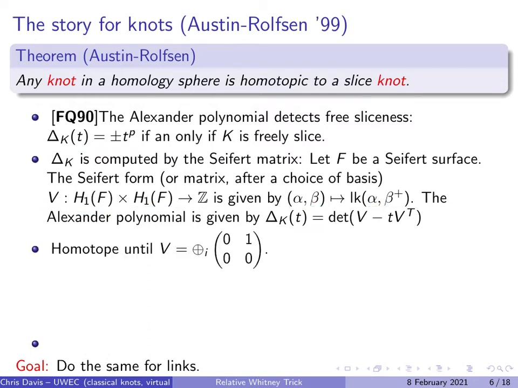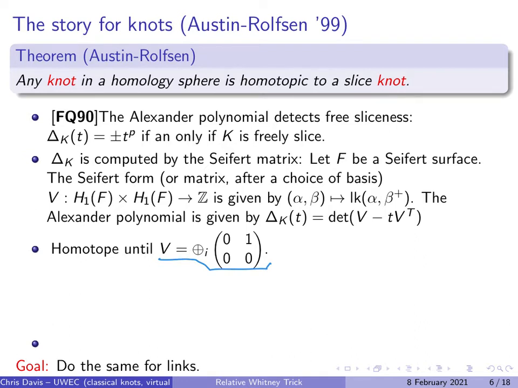So here's the game then. Just pick a basis, may as well make it a symplectic basis, and then figure out how to homotope the knot, and the Seifert surface along with it, until you can get that Seifert surface to be as simple as possible.